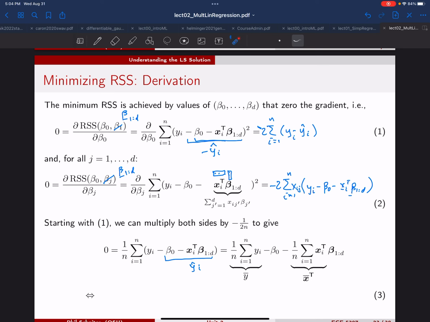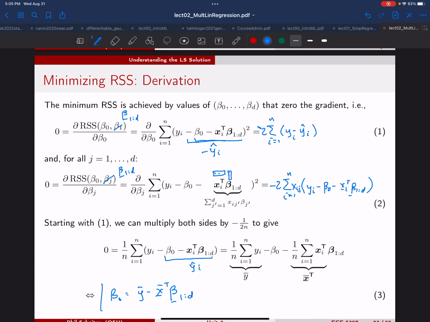And so now let's just distribute that sum. We have this term, that's our y bar. We have the average of the beta zeros, which is nothing more than beta 0. And finally, we have the average of this last term, which looks like this, but you can see that you can do the sum independently of the beta, and that's just going to give you your x bar transpose. Okay, so finally, what you find is that beta 0 is y bar minus x bar transpose times the beta vector 1 through d.